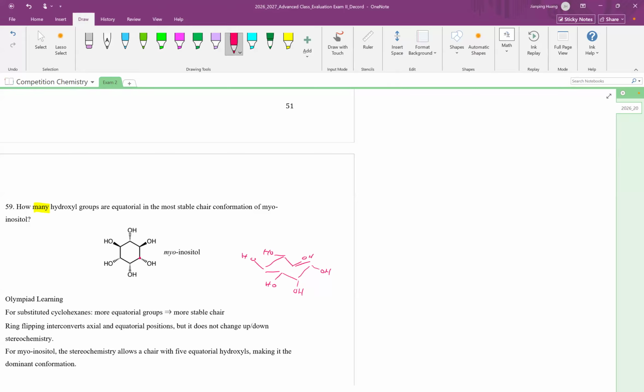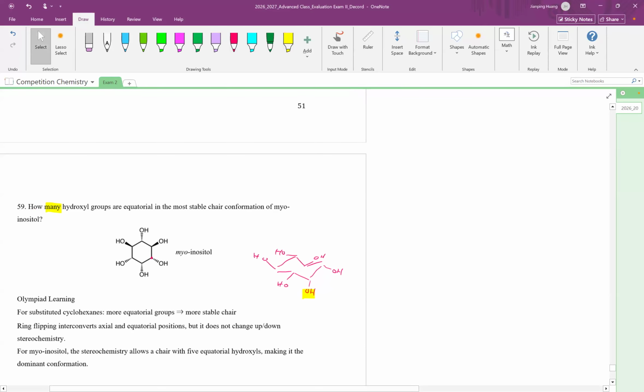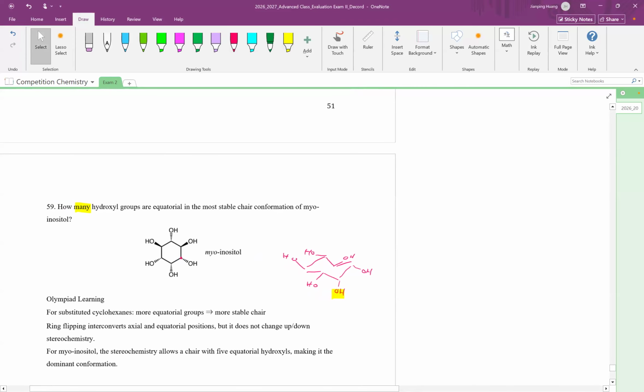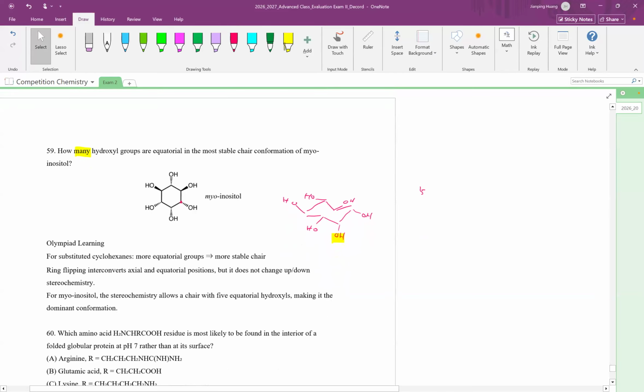So now you count. So it's only one. What's the question? The question said, how many hydroxy groups are in the equatorial position in the most stable one? How many? 5. That should be 5. Okay, right? So you look at it: in cyclohexane, more equatorial groups, more stable.